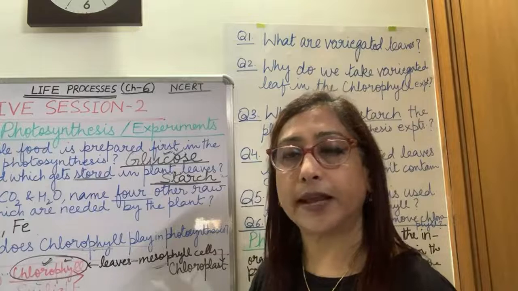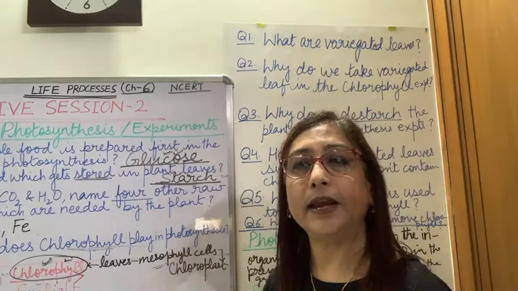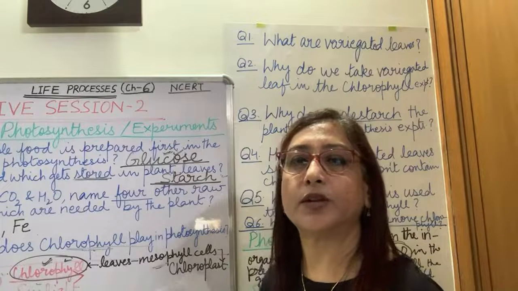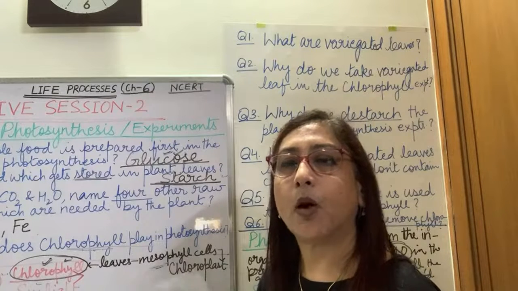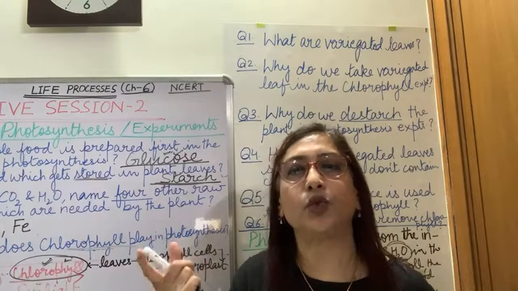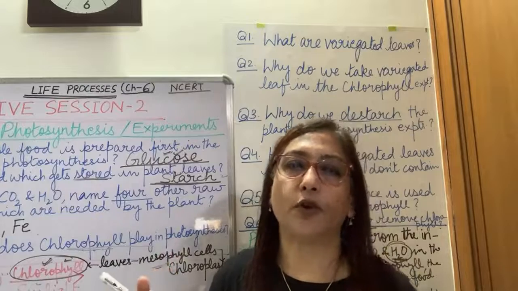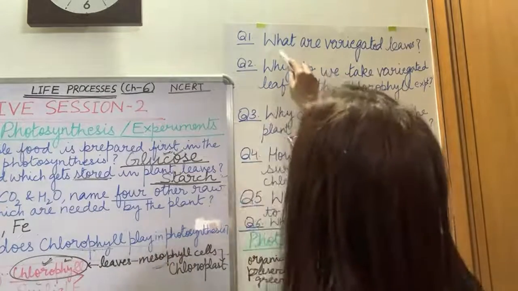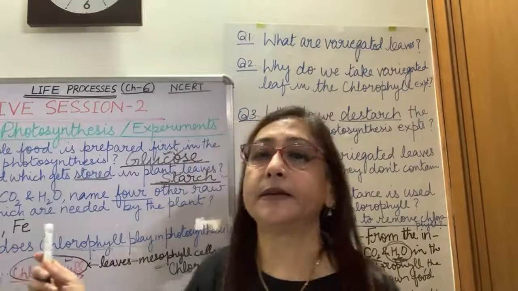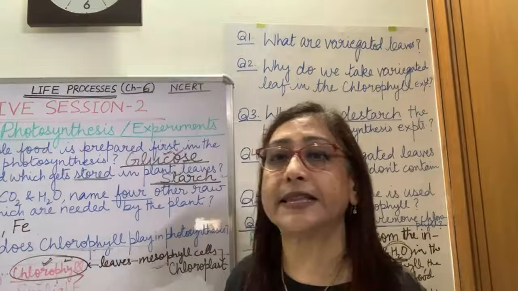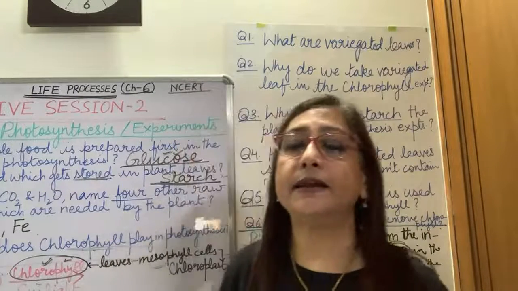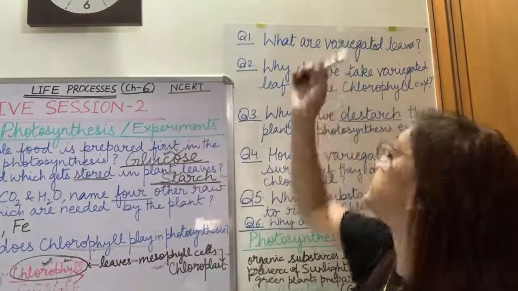You have understood what experiments we had done. Pertaining to those experiments, there are a few very pertinent, important questions which I wanted to discuss with you. Although they are not given anywhere in the NCERT book, we need to know simply out of curiosity. In the experiment where we proved that chlorophyll is necessary for photosynthesis, we had taken variegated leaves.